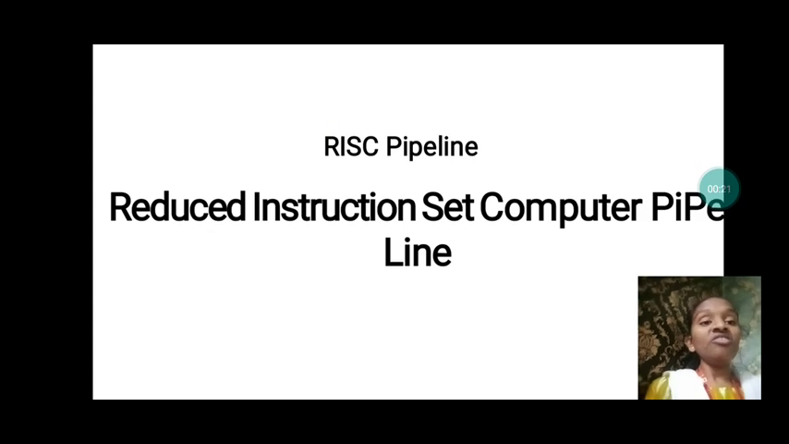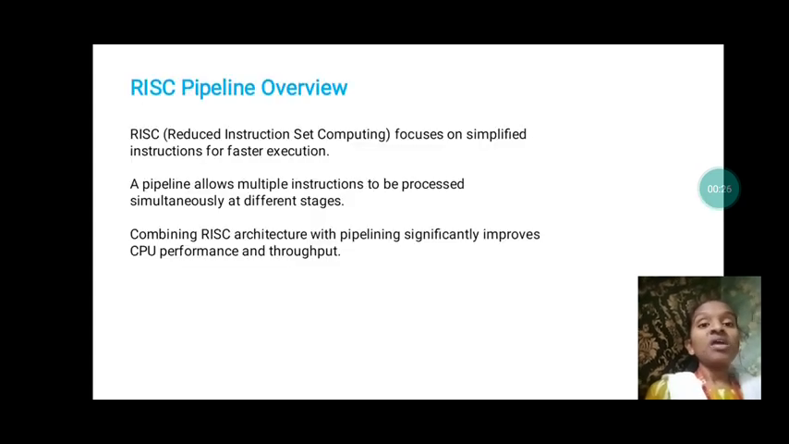RISC pipeline, which is also known as a reduced instruction set pipeline. RISC pipeline overview. RISC, which is reduced instruction set computing, focuses on simplified instructions for faster execution. A pipeline allows multiple instructions to be processed simultaneously at different stages. Combining RISC architecture with pipelining significantly improves the CPU performance and the throughput.